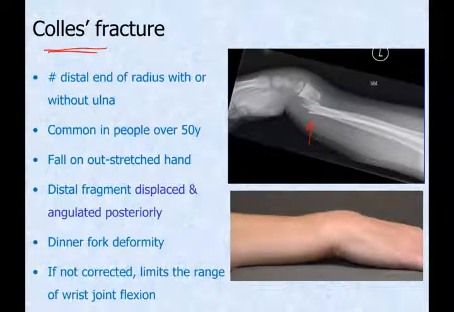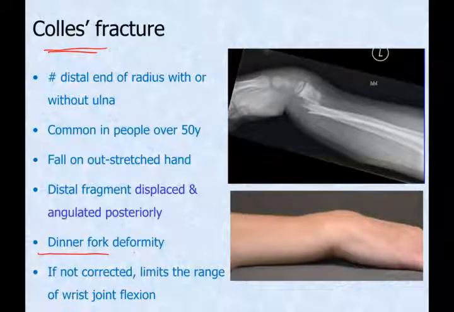This happens usually in old age, after the 50s. After 50s, when the bones become weaker, both males and females can get these Colles fractures due to weakening of the bones, again if you fall on the outstretched hand. And the distal fragment, you can see now, this is the normal direction of the bone. The distal fragment has been pushed backwards and angulated posteriorly. And this deformity is called dinner fork deformity.